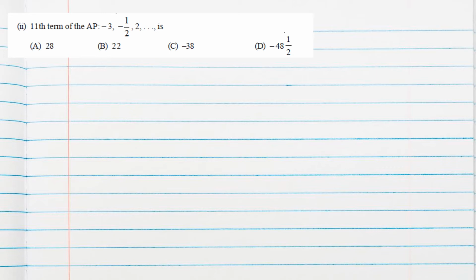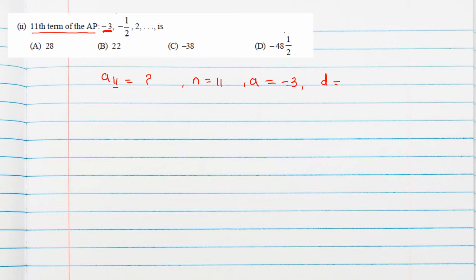Second part of the question: the 11th term of the AP we should find. Means A11. 11th term means A11. Okay, this we should find. That is, n is 11 here. This is the n value, no? And here if you see, a, the first term, is minus 3.